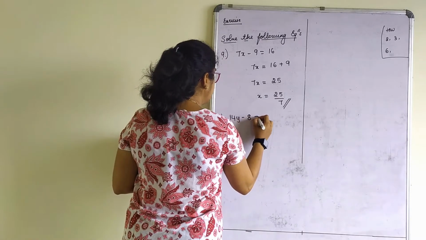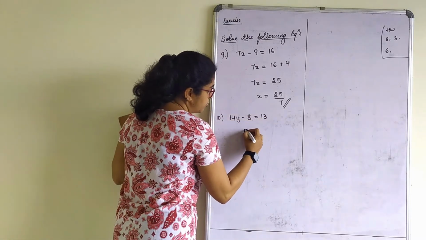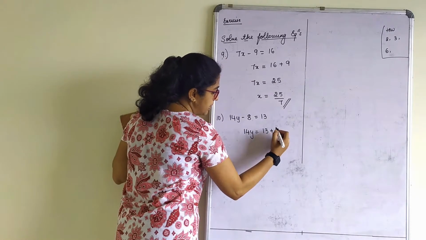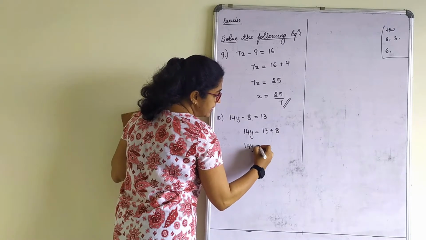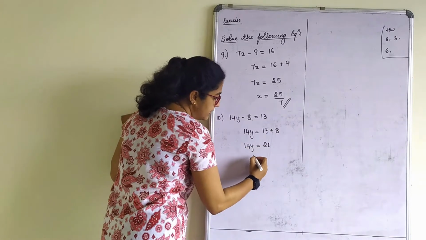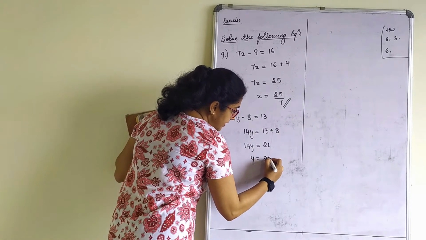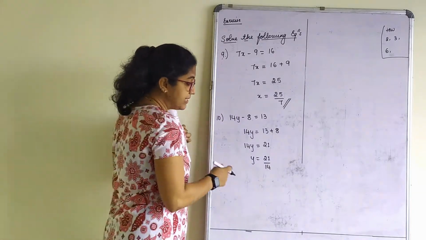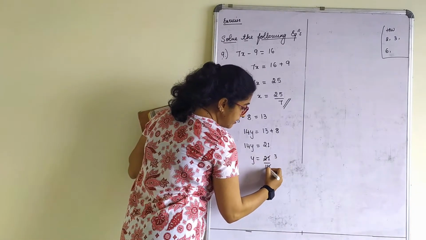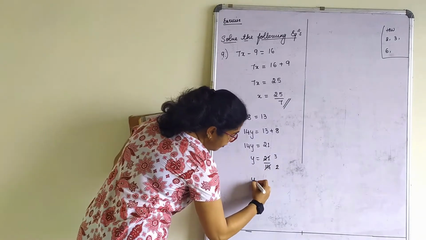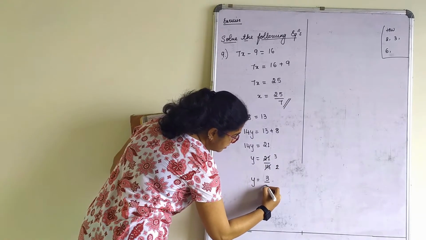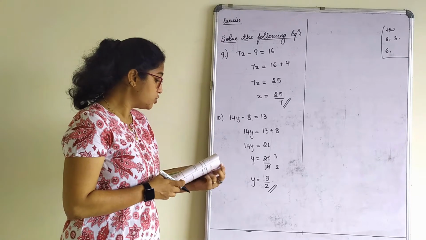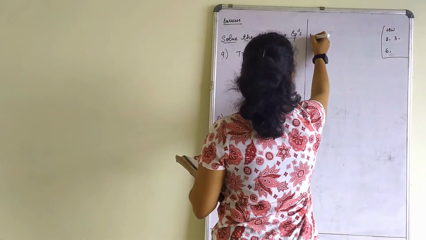14y minus 8 is equal to 13. So 14y is equal to 13 minus 8, transposed plus 8. 14y is equal to 21. So y is equal to 21 by 14. Now 21 by 14, we can cancel that by 7. 7 threes are 21, 7 twos are 14. Final answer, y is equal to 3 by 2. Yes, keep that in the simplified form. Next one, that is the 11th one.